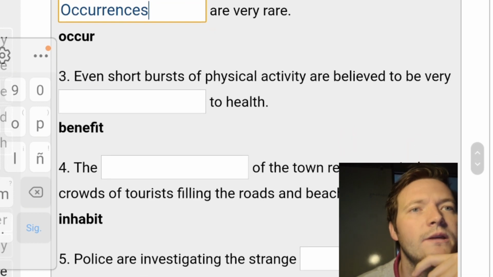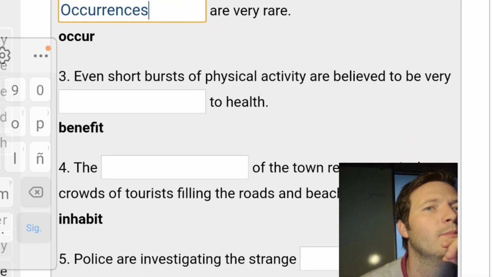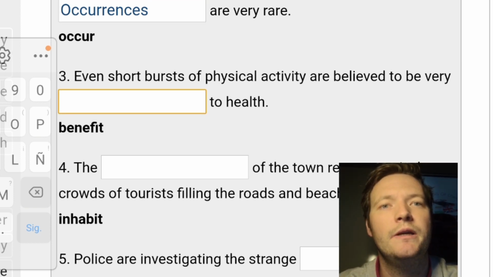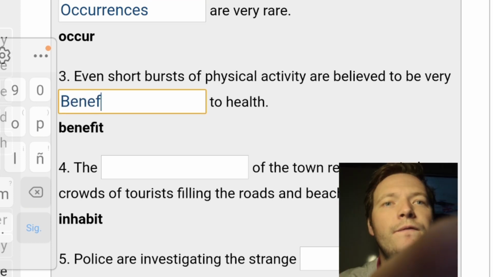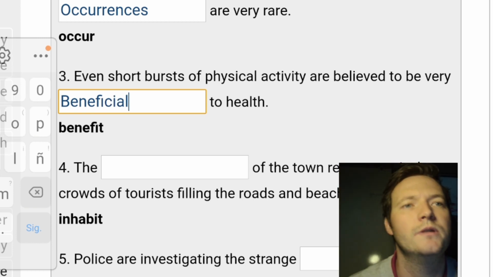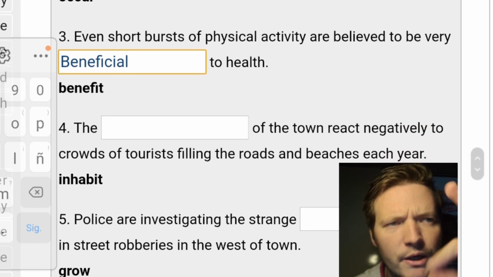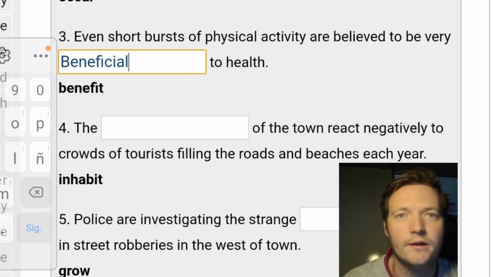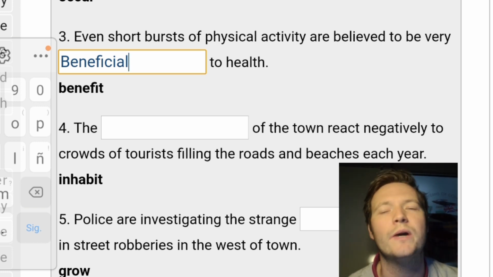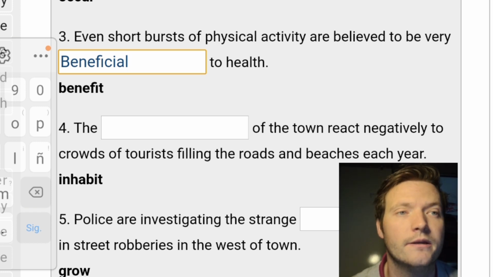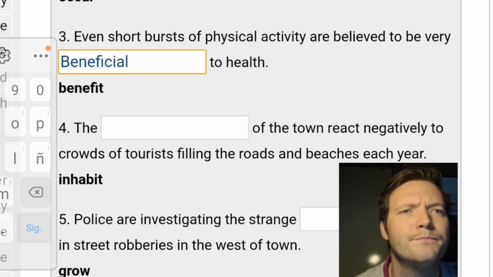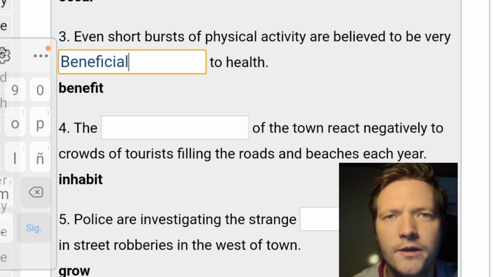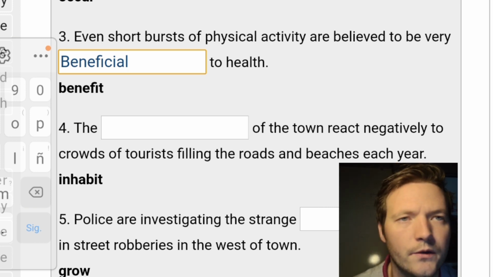Good, okay. Number 3. Even short bursts of physical activity are believed to be very benefit to health. They're believed to be very beneficial to health, I believe. No? Short bursts of activity. No, just quickly sprinting or doing some like press-ups or something like that. Even that. Just working up a sweat, getting tired. They're supposed to be very beneficial for your health. Yeah, obviously better than doing nothing. No? Remaining sedentary like a couch potato.